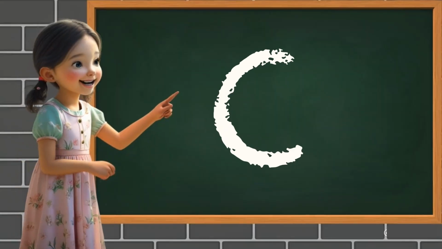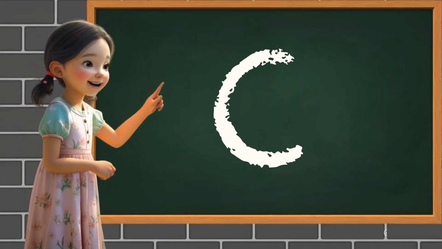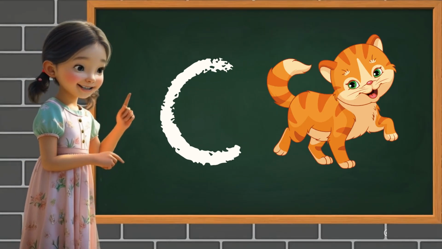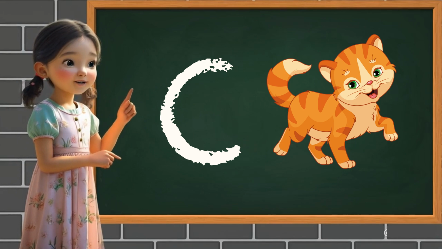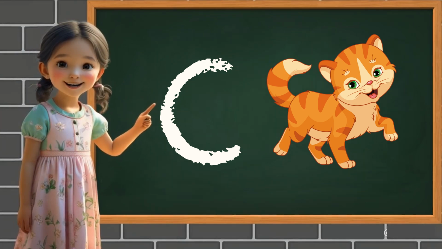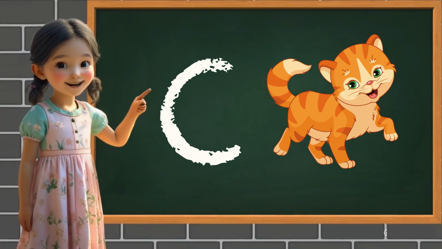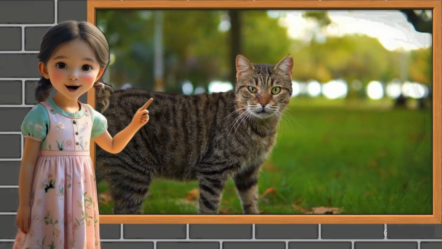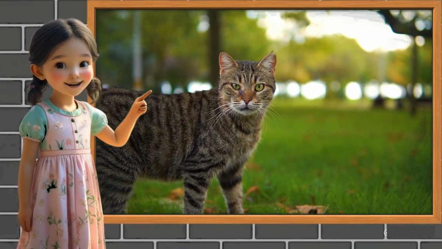The letter is C. You can say C. Now say C is for cat. C is for cat. Here you can see a real cat. This is a cat.